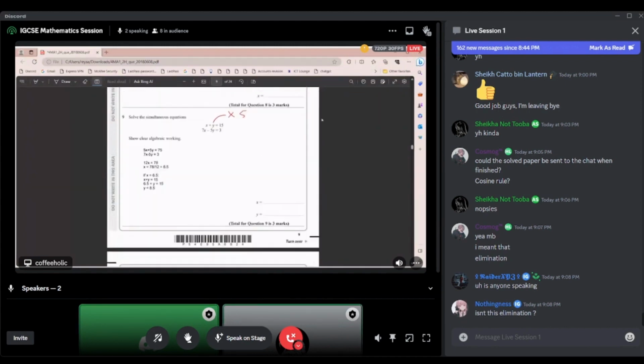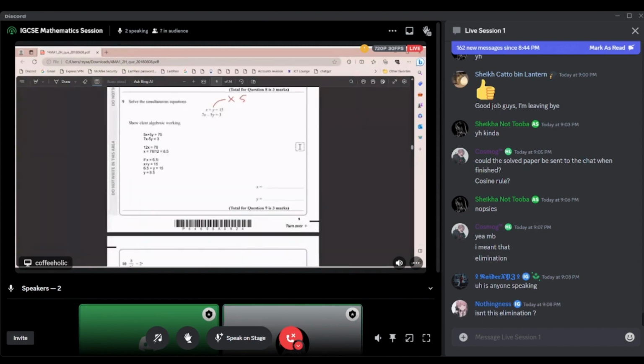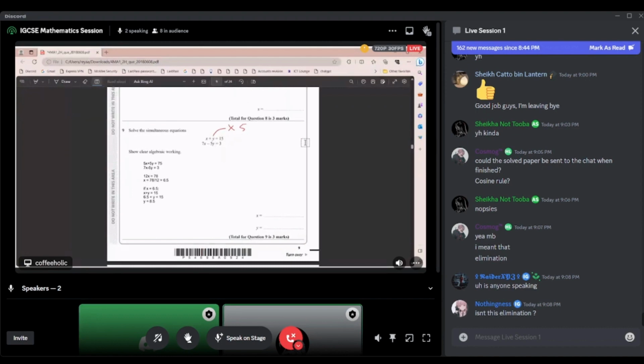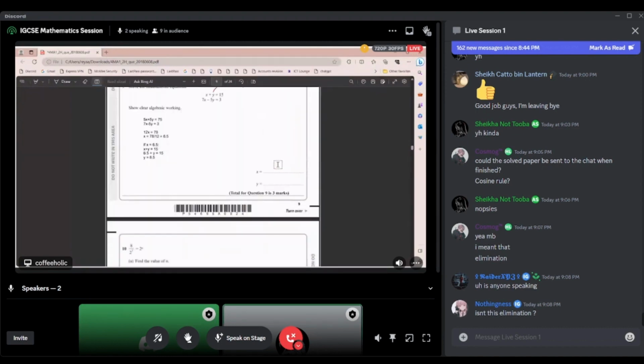You're basically removing one. Do you guys want us to show it with substitution as well? No, I think this is the best method to use for this. So we get x equals 6.5 and y is 8.5. Yeah. We can move on to the next one if no one has any questions.